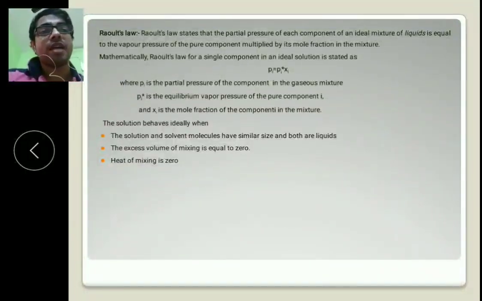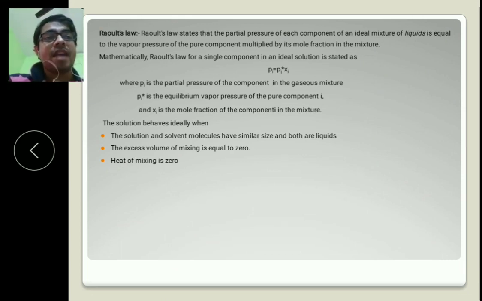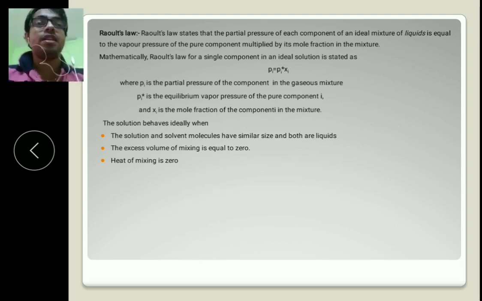The solution behaves ideally when the solute and solvent molecules have similar size and both are liquids. Next, the excess volume of mixing is 0, and the net heat of mixing is 0. Okay, if these three are satisfied, the equation is valid in this case.